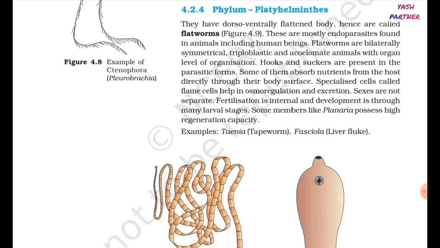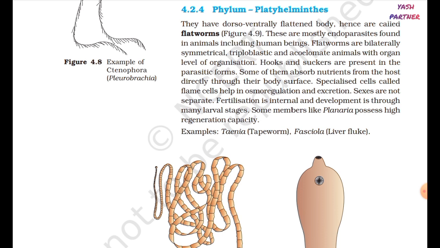4.2.4 Phylum Platyhelminthes. They have a dorso-ventrally flattened body, hence are called flatworms. Figure 4.9. These are mostly endoparasites found in animals, including human beings. Flatworms are bilaterally symmetrical, triploblastic, and acoelomate animals with organ level of organization.